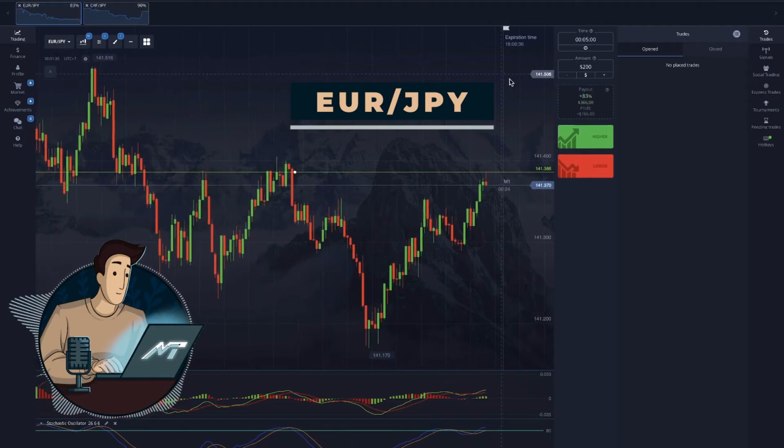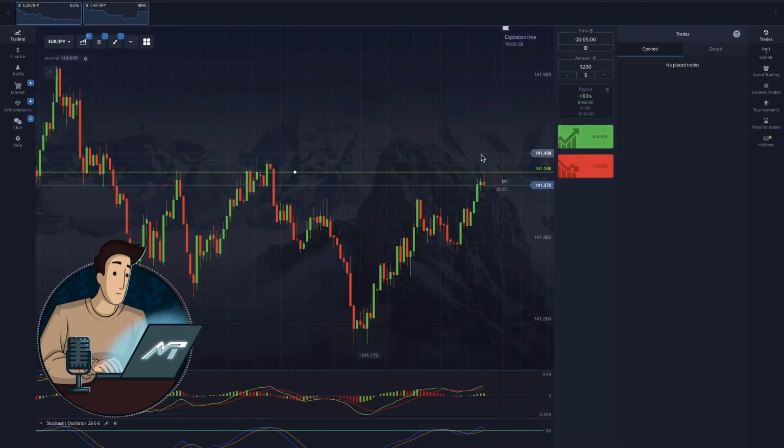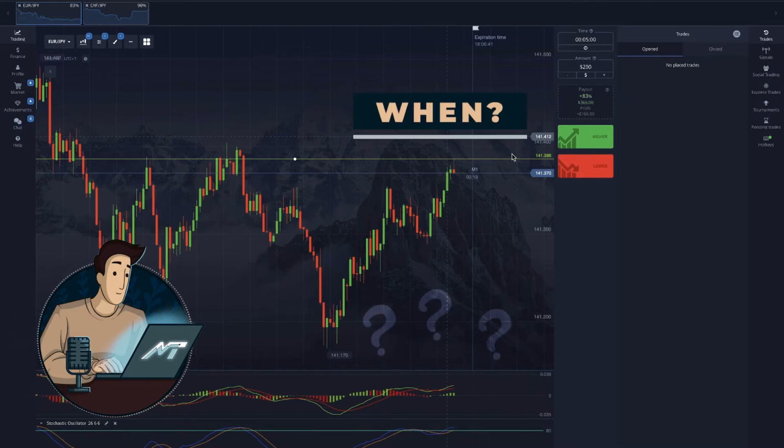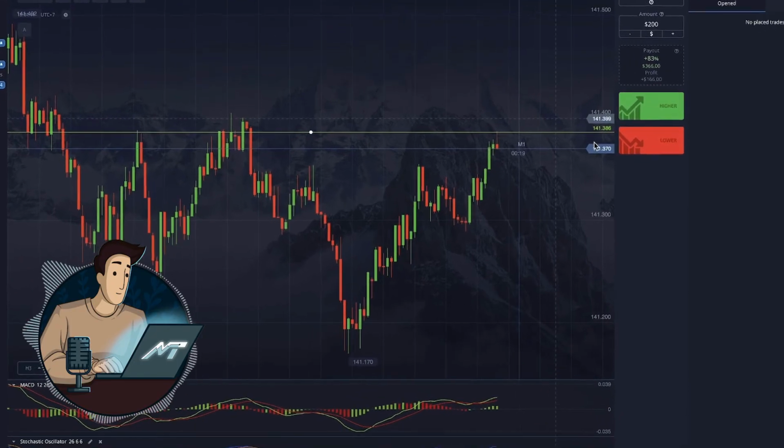EURJPY. I know for sure it's trading in a downtrend and we should trade with it, so we should go short. Our indicators tell us the same thing. The only question is when. And to answer this question, we'll just need to take a look at the candlesticks.